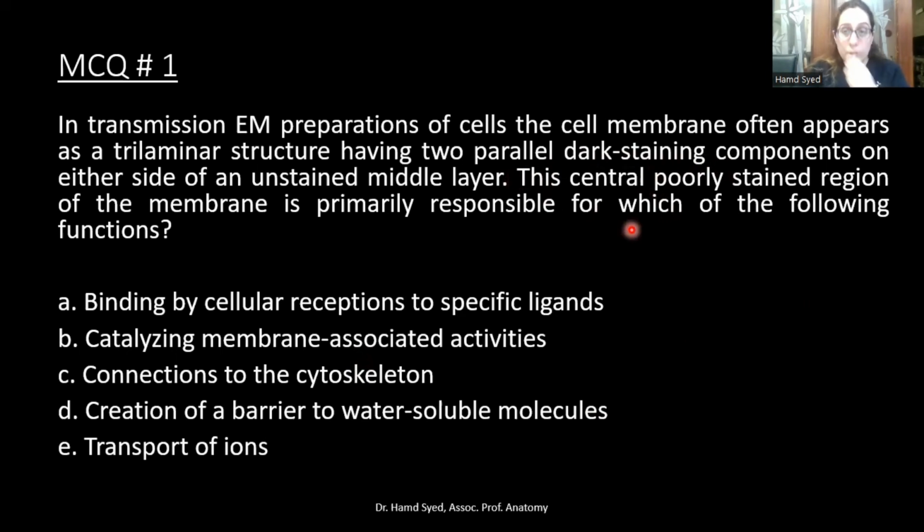Now, if you recall, I told you that the trilaminar appearance, which is known as the unit membrane appearance of plasma membrane in the electron micrographs, is showing us the middle part, the sandwiched part, which is the electron-lucent part. It is representing the fatty acid chains of the phospholipids. And this is the non-polar part, which means it is hydrophobic. And since it is hydrophobic, it creates a barrier to the water-soluble molecules. And this is why D is the correct answer for this MCQ.